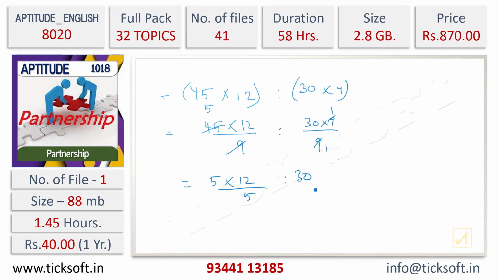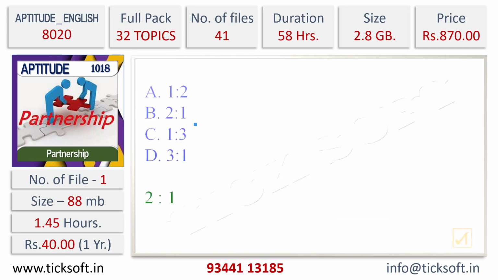Again if we divide these two values by 5, then what will we get? If we cancel these two values, we get 1, and 30 divided by 5 will be equal to 6. So we get 12 is to 6. Again if we divide these two values by 6, then we will get 2 is to 1. So therefore the required ratio is 2 is to 1. So therefore out of these 4 options, option B, 2 is to 1 is the correct answer.